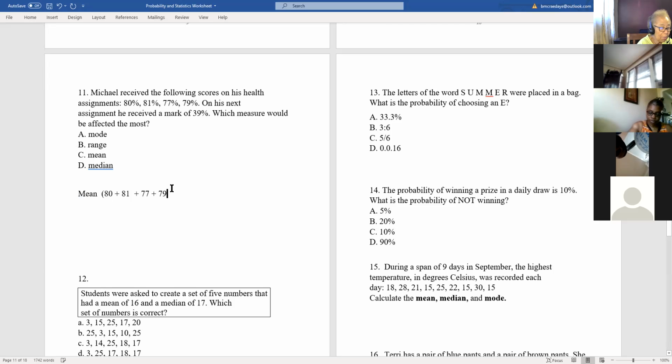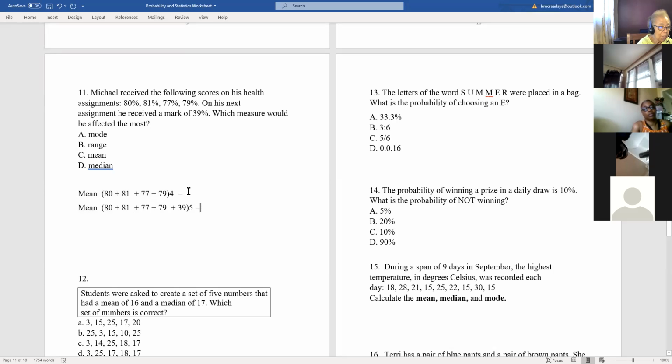Okay. And we're going to divide that by 4, right? And then you're going to do the same thing, but you're going to add the 39 in there. So let's just put that in. That would be the mean. 317.6 divided by 39. And now we have 5 scores. So this is going to be 5, right? And that would be equal.